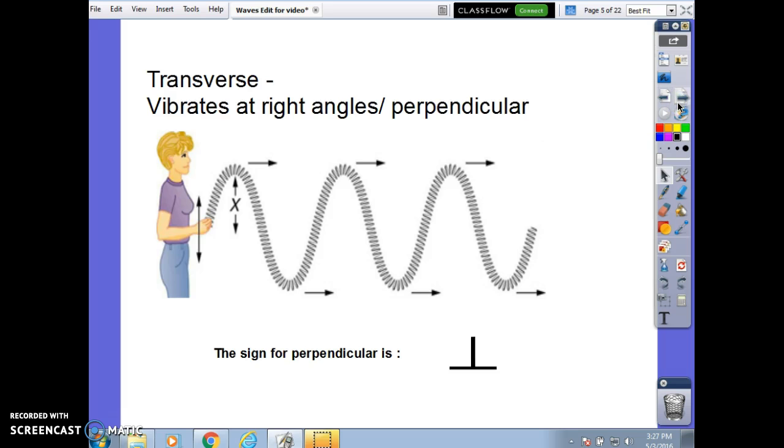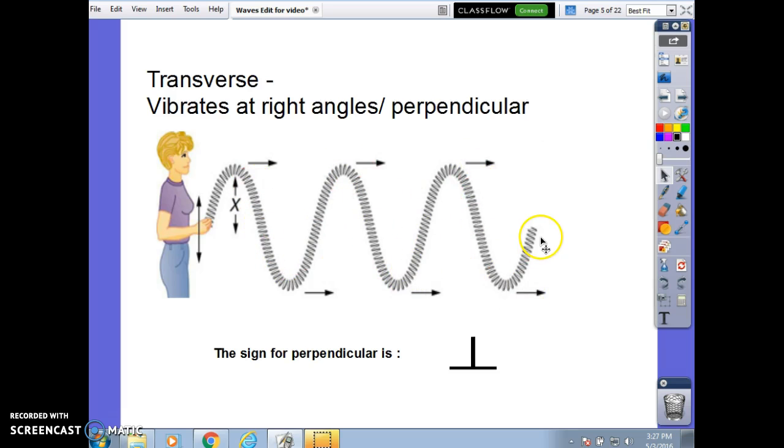Now, we're talking about the types of waves, and one of the main types is a transverse wave. The thing about transverse waves is that they vibrate at right angles, which we call perpendicular. If you recall your math knowledge, perpendicular looks like a line sticking up at a 90-degree angle from the surface below it. And that's exactly what's happening right here in this transverse wave.